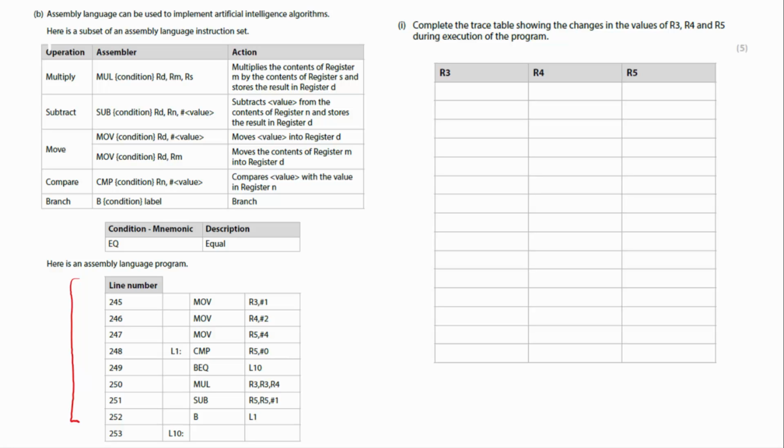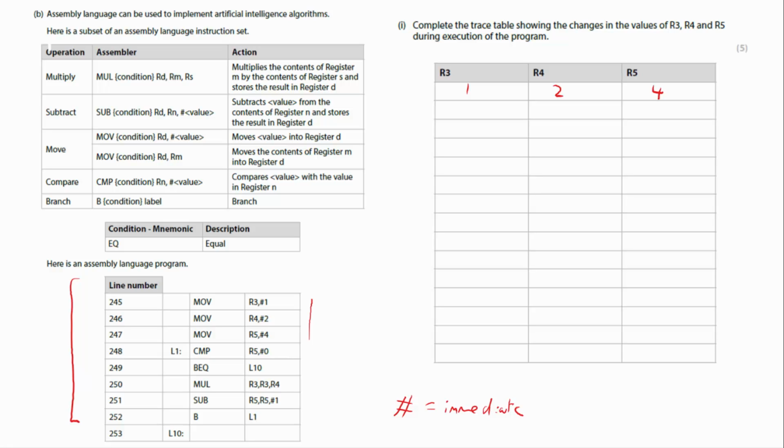So first of all, we have a step where we're initializing our variables for the first time, just here, and that's really what move does. It's like a variable assignment. So the hashtag here equals immediate addressing, so we're actually moving the literal value of 1 into this register, or 2 or 4. So register 3 starts off with 1, register 4 starts with 2, and register 5 starts off with 4. So that's our first line in the trace table.